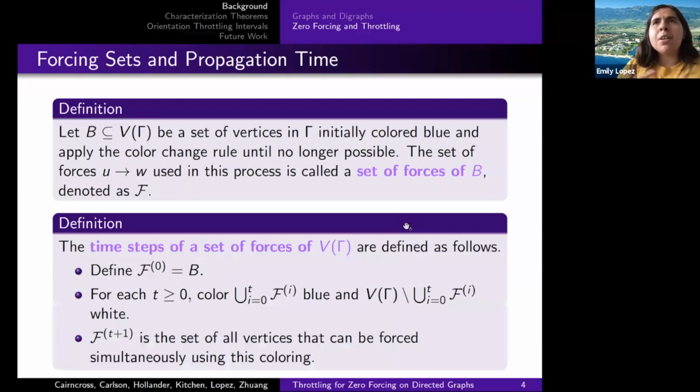And to gain a better understanding of how the coloring of the digraph is changing as we apply these forces, we adopt this notion of a time step of a set of forces, which we define as follows. We let F0 be the zero forcing set, and after t iterations of applying the color changing rule, we have a coloring of the graph where a subset of vertices is colored blue and the others colored white. With this coloring, we perform all forces that can be done simultaneously, and we call this set of vertices that are just recently forced F t plus 1.